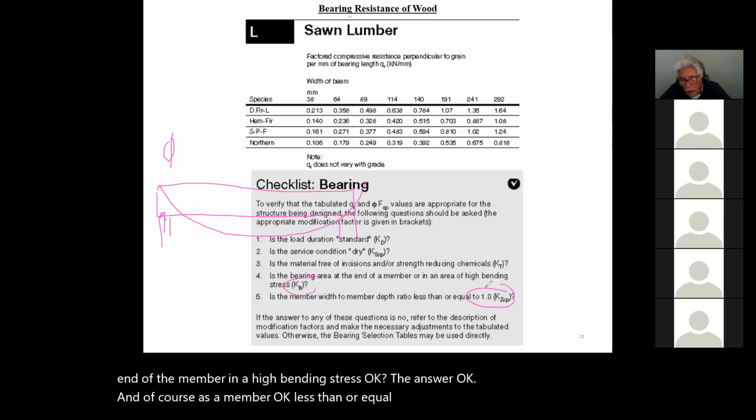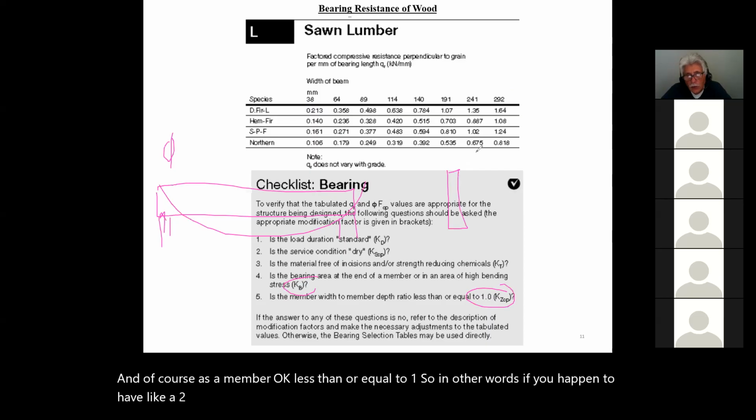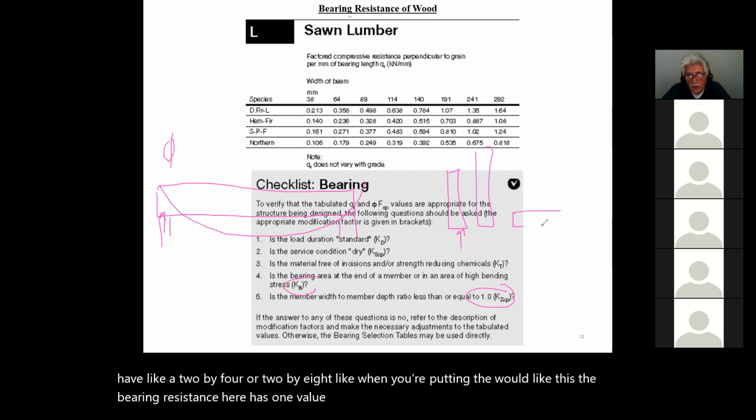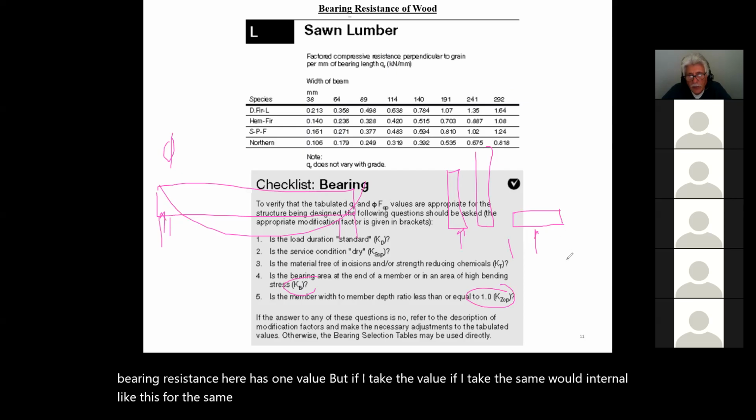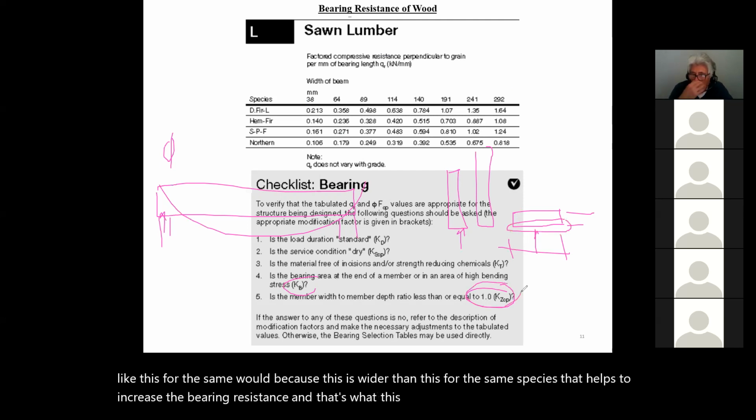So in other words, if you happen to have a 2 by 4 or a 2 by 8, when you're putting the wood like this, the bearing resistance here has one value, but if I take the same wood and turn it like this, for the same species, because this is wider than this, that helps to increase the bearing resistance. And that's what this is all about.